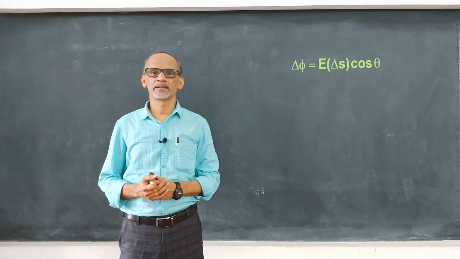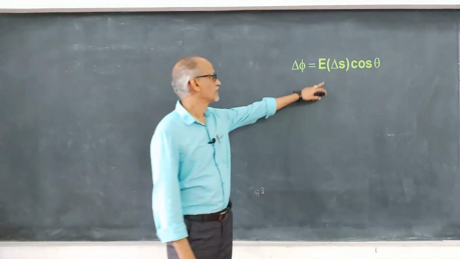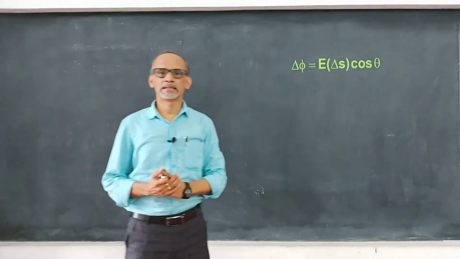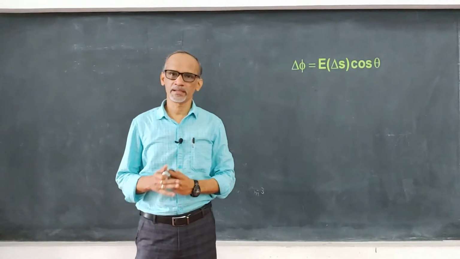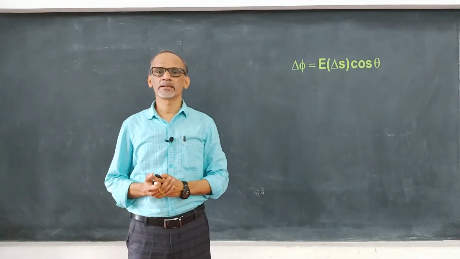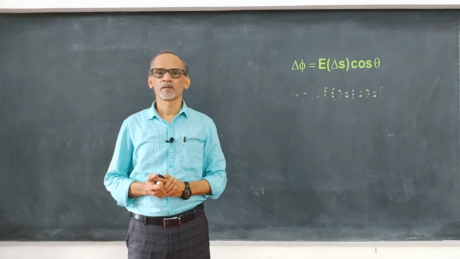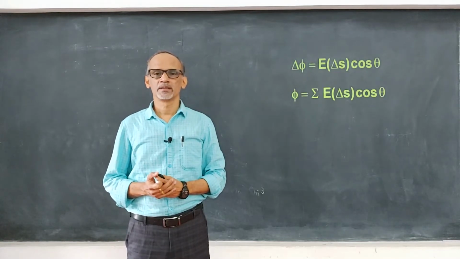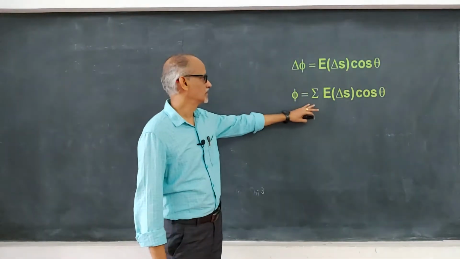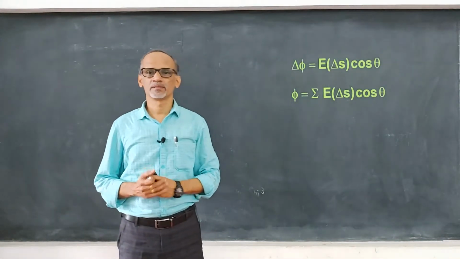So, what is delta phi? Delta phi is equal to E delta S cos theta, where E is the electric field, delta S is the area, which is an area vector, and theta is the angle between the two vectors, that is E and delta S. To find the total flux, we use the same equation, but with a summation.